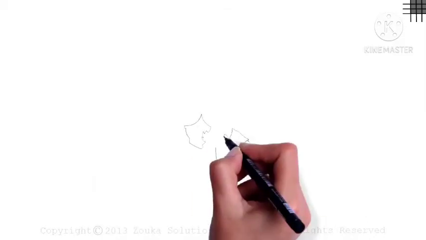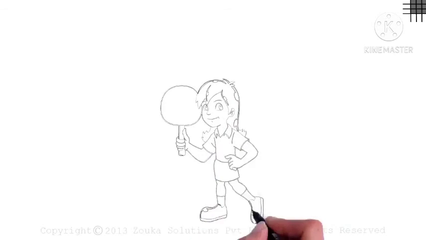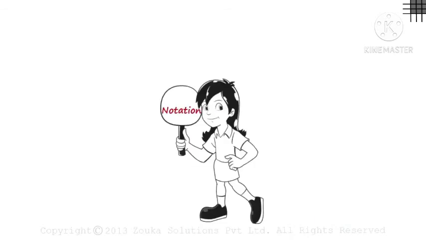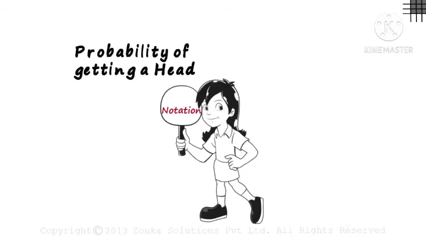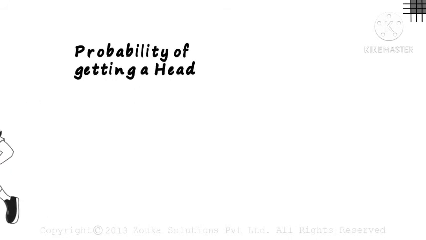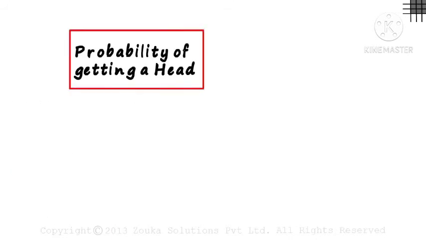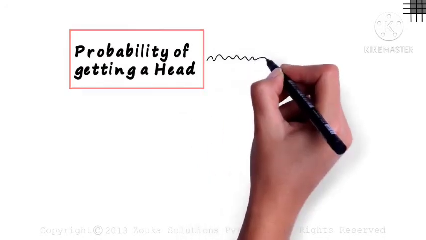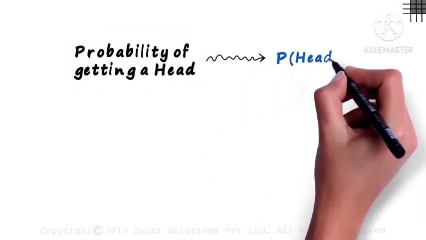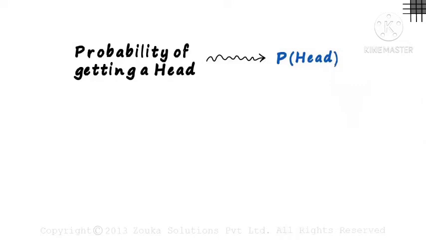In this video, we will look at the notations used in probability. Say we want to find the probability of getting a head at the throw of a coin. To write this entire thing many times will be very tedious. So using the notation, we can write it as P and head in brackets. It is said as P of head. This is just a shorter way of writing it.